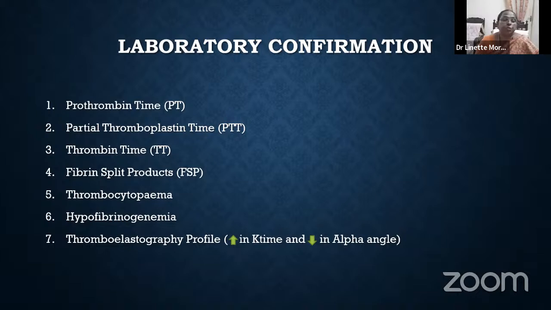This may be evidenced by thromboelastography, in which the K time, which is normally 2 to 5 minutes, may be increased, and there is a decrease in the alpha angle, which is normally about 50 to 70 degrees.